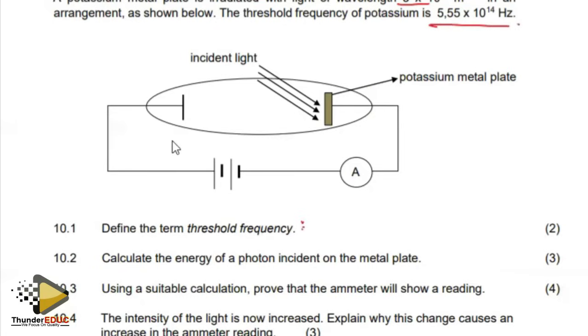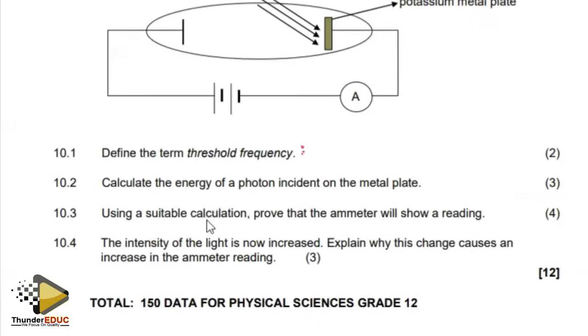So we say this is the minimum frequency of light needed to eject electrons from a metal surface. So the words minimum frequency and then eject electrons from a metal surface, those are keywords. Then 10.2, calculate the energy of a photon incident on the metal plate. So since we want the energy, remember E is equal to hf.